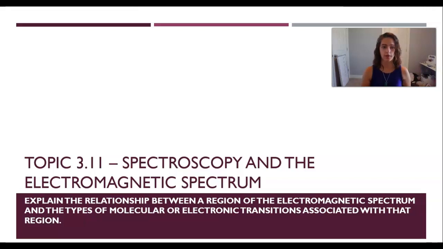Okay, so we're going to talk about topics 3.11 and 3.12 in this video. Topic 3.11 is about spectroscopy in the electromagnetic spectrum. So the questions are going to ask you to explain the relationship between a region of the electromagnetic spectrum and the types of molecular or electronic transitions associated with that region.